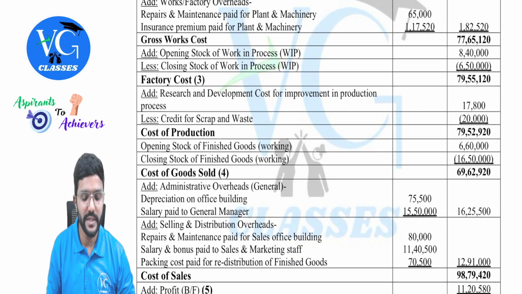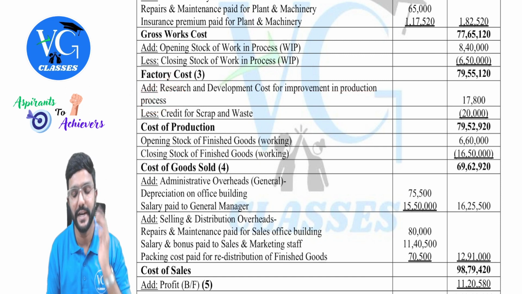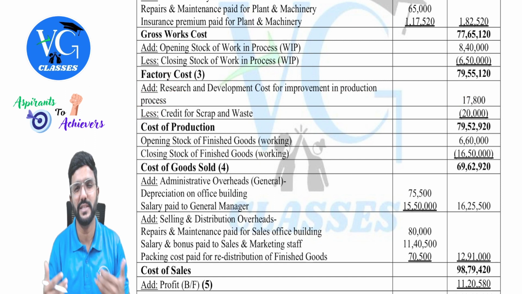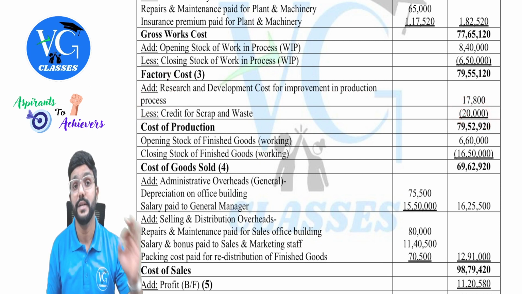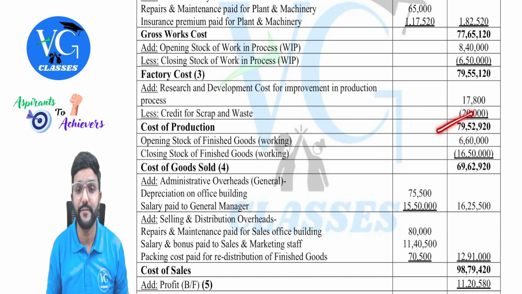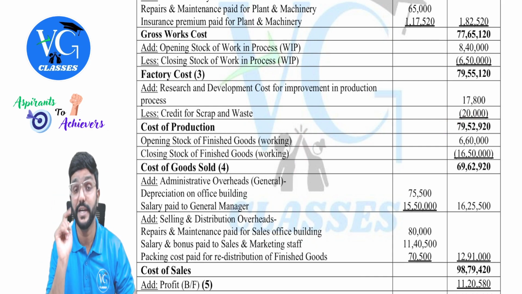Okay. Then research and development cost for improvement in the production process. Please be careful, this is R&D related to the production process, so take it here. And credit for scrap and waste, that is the sale value or miscellaneous income, deduct it here. Please be careful, don't add this, deduct it. Yes, sir. So we get cost of production 79,52,920. Then opening stock of finished goods and closing stock of finished goods are not given in the question directly.